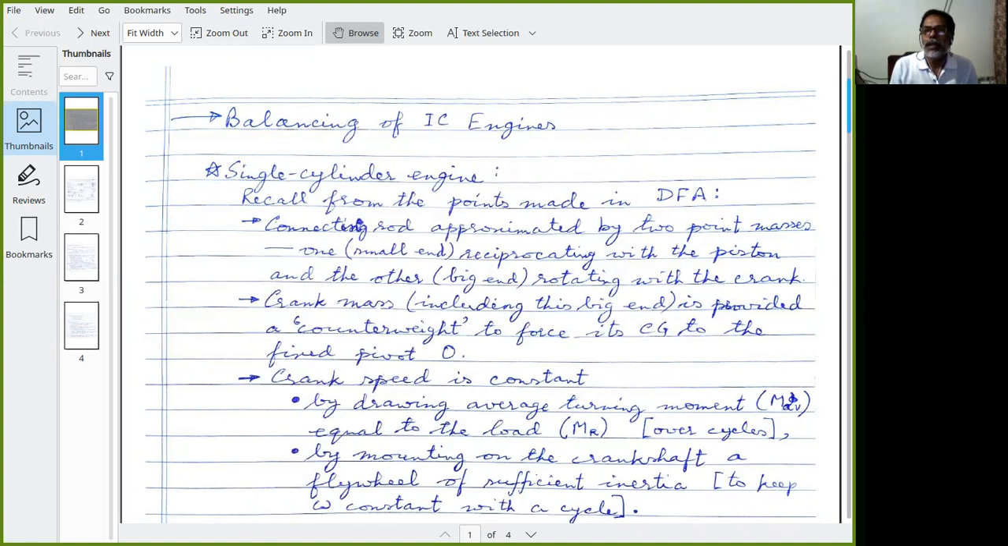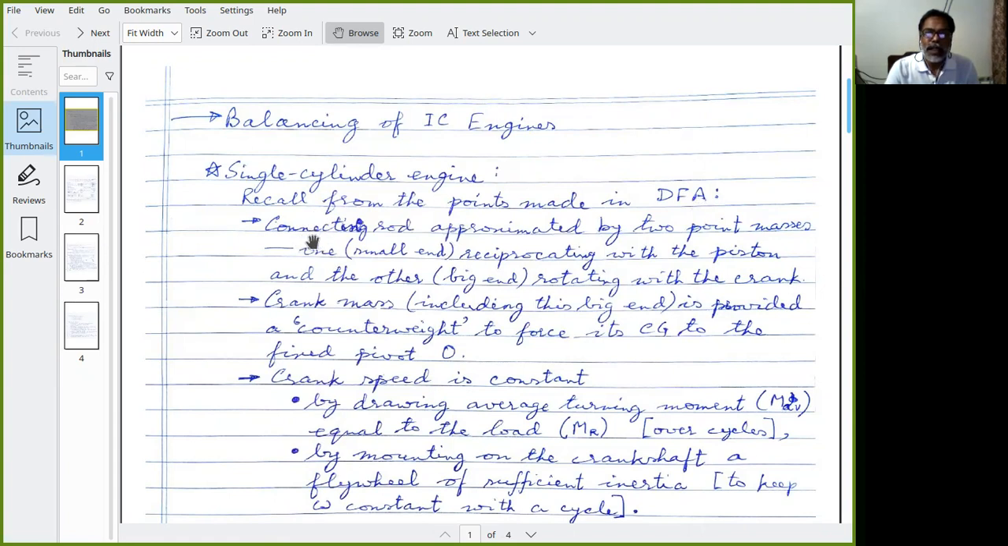Having studied the balancing of rotors in the last two lectures, in this lecture we will start our study of balancing of IC, internal combustion engines. To start with, single cylinder. So, in the dynamic force analysis of the cylinder crank, we made these points earlier.